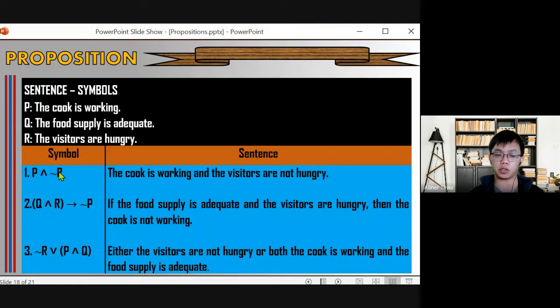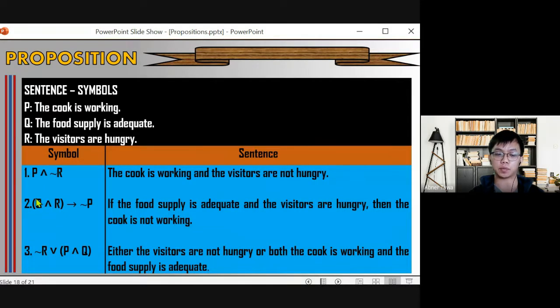We're just going to substitute. Parang tayo nagsasubstitute. So ano ang symbolize ng P? It is the cook is working. And we have here not R. So ibig sabihin, we're going to negate R. How do we negate the visitors are hungry? We can say here the visitors are not hungry, or it's not the case that the visitors are hungry. So we are going to have here, and since the symbol we use is the inverted V, the cook is working and the visitors are not hungry. So that is the sentence form of this symbol. So let's have here another example.